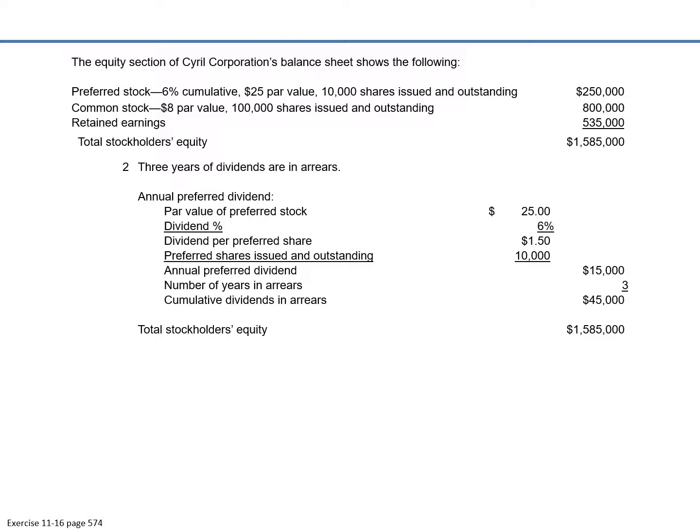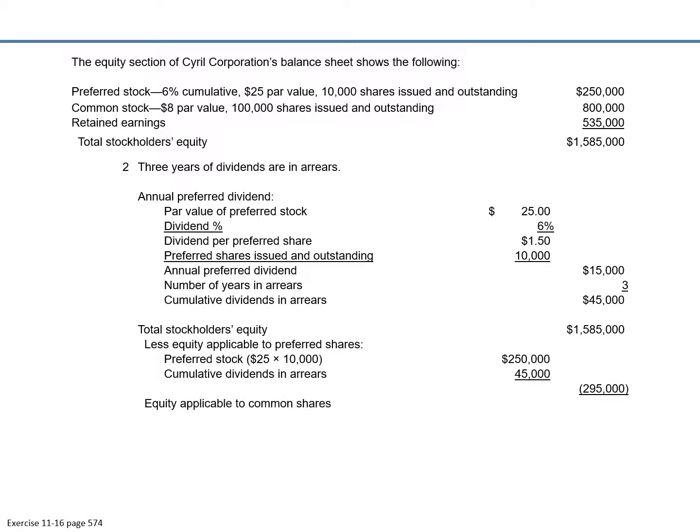So our total stockholder equity of $1,585,000 less equity that's applicable to preferred shares or being held for preferred shares. So we've got our preferred stock itself of $250,000. Also less our cumulative dividends of $45,000. So our equity that's applicable to common shares is going to be equal to our total stockholder equity less our preferred stock that's sitting on our books, our $250,000, less any cumulative dividends in arrears. And so in this case, that's $45,000. So our equity applicable to common shares is $1,290,000.